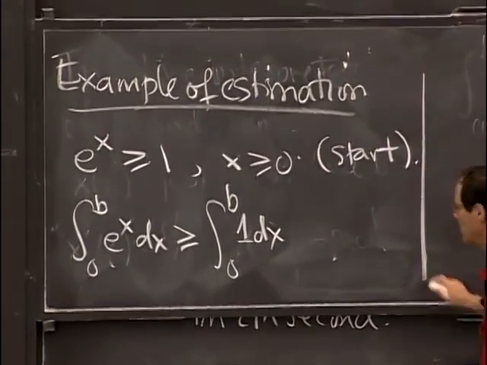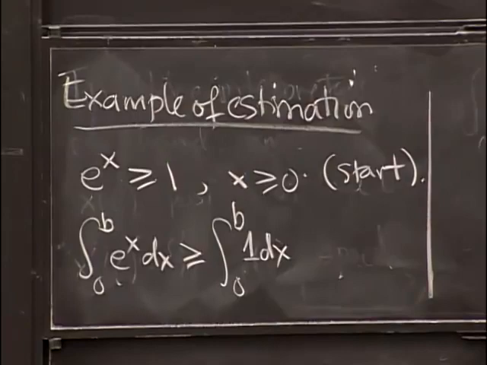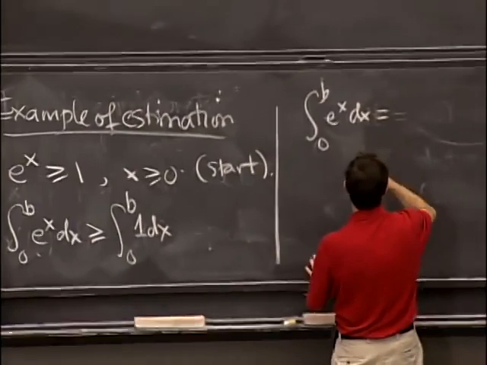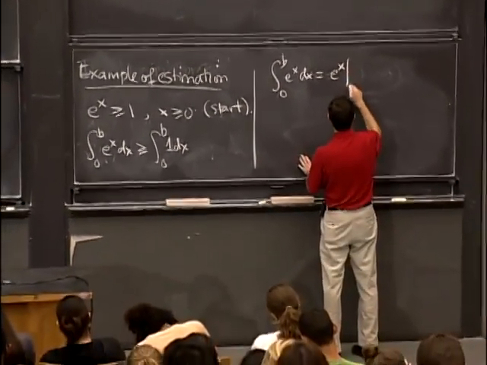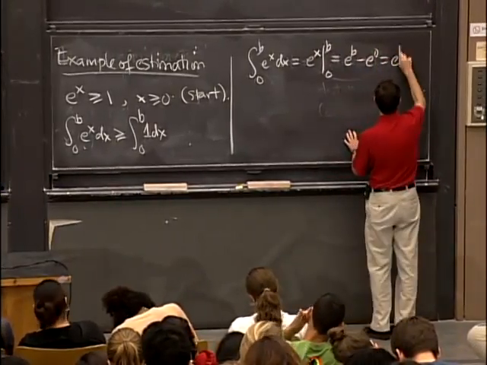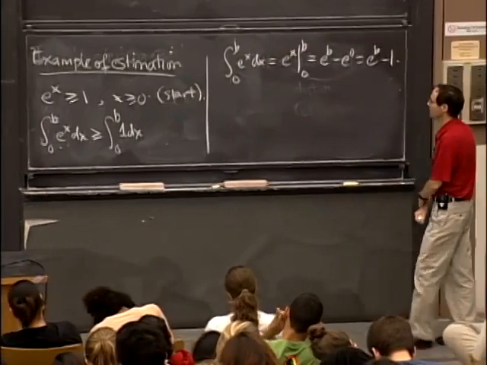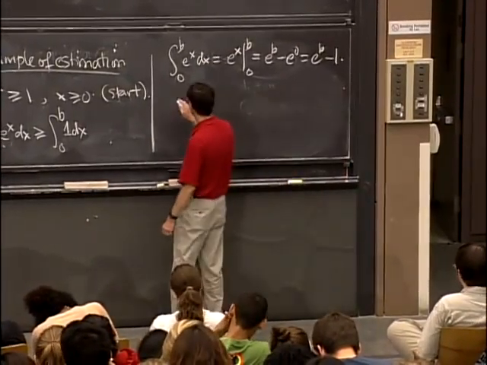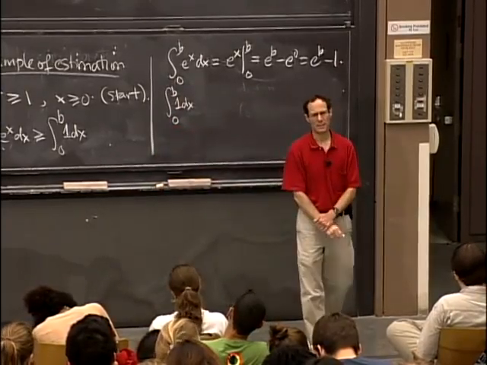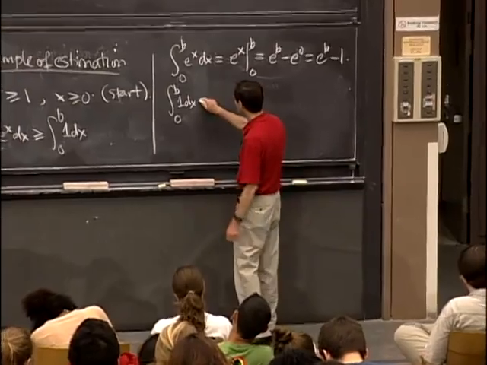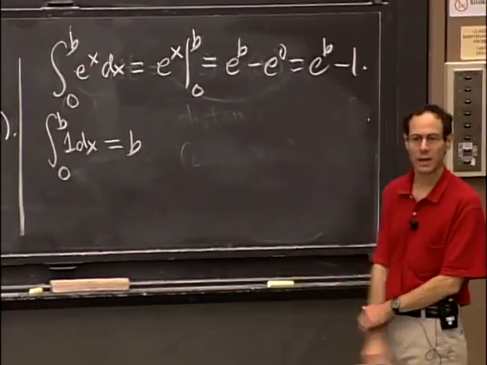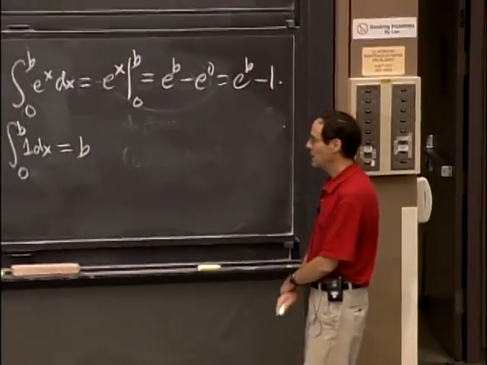All right, let's work out what each of these is. The first one, e to the x dx, the antiderivative is e to the x, evaluated at 0 and b. So that's e to the b minus e to the 0, which is e to the b minus 1. The other one, you're supposed to be able to get by the rectangle law. This is one rectangle of base b and height 1. So the answer is b. Or you can do it by antiderivatives, but it's b.